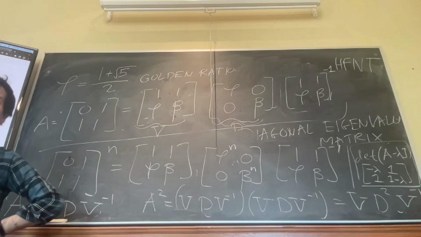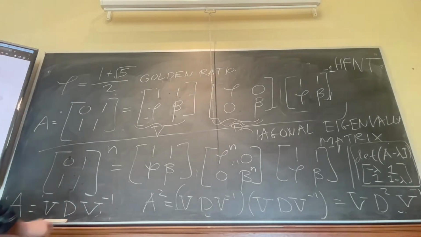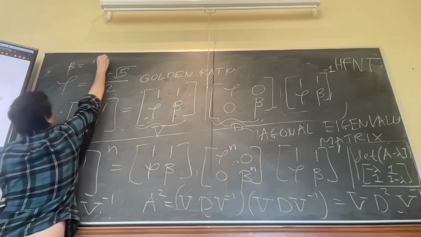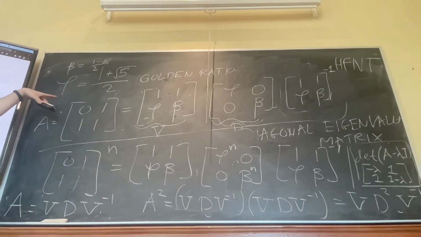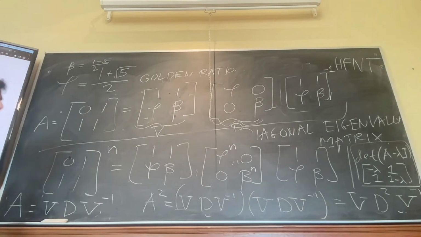Great question. And what would be the value of beta? So beta is the same thing with a minus. Beta is (1 minus the square root of 5) divided by 2. So phi and beta both come from the same quadratic equation, one of them with a plus and one of them with a minus. So they're both the roots of this equation. The determinant of that matrix equals 0.